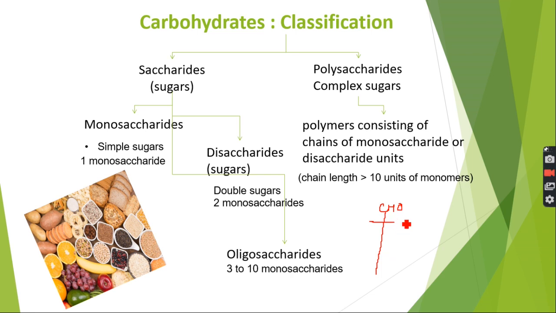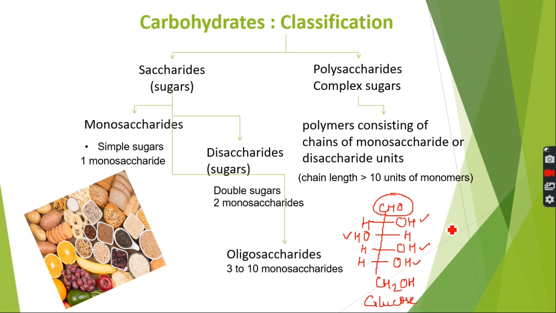Polyhydroxyaldehyde. What I am drawing right now is the structure of a glucose molecule. You can see several OH groups in the structure. On the other side it is hydrogen, this one also hydrogen, and down there is CH2OH. So what you can see over here are several hydroxy groups, and the main functional group is the aldehyde group, hence the name polyhydroxyaldehyde. This is the structure of a glucose molecule.